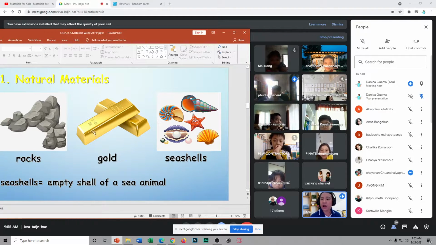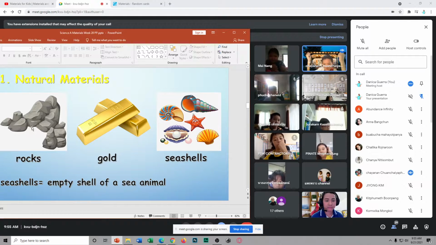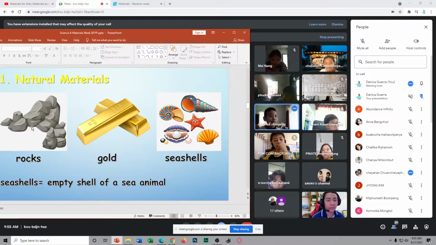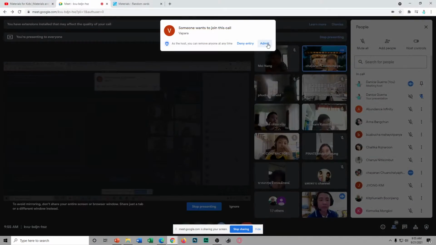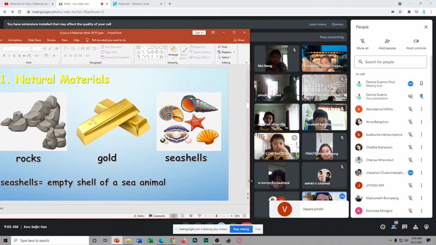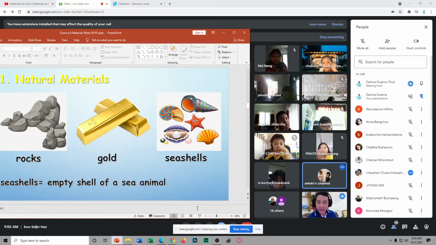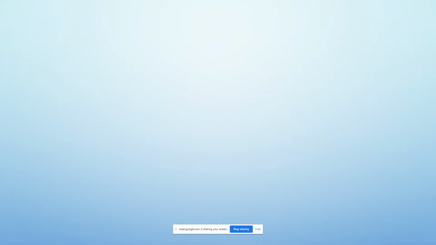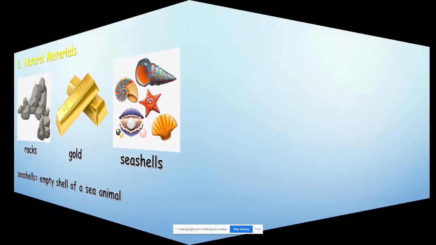Alright, how about rocks? Where do you usually see rocks? Everywhere, right? All around us. Now, what can we make out of rocks? What can we build out of rocks? House. We can build houses. Roads. Yes. Alright. Next. Okay. Concrete.